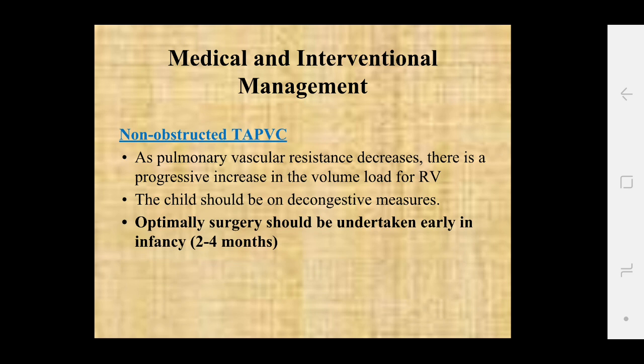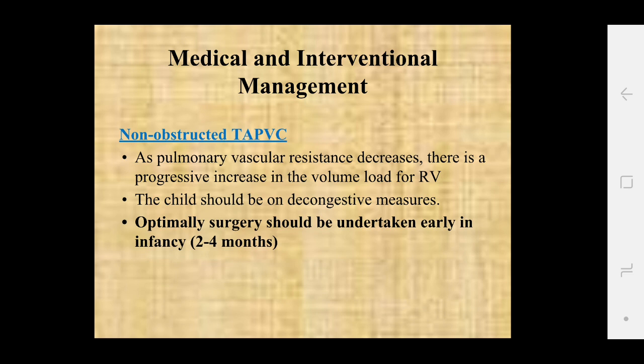Medical and interventional management. Usually the non-obstructed total anomalous pulmonary venous return sometimes passes unnoticed in the neonatal period or in the first few days after birth. As the pulmonary vascular resistance starts to decrease, the volume of the left-to-right shunt increases. So this patient has a volume-loaded right ventricle that becomes congested, and the child usually needs some diuretics until stabilized, to decrease the load. These babies, once diagnosed, should be referred to surgery.